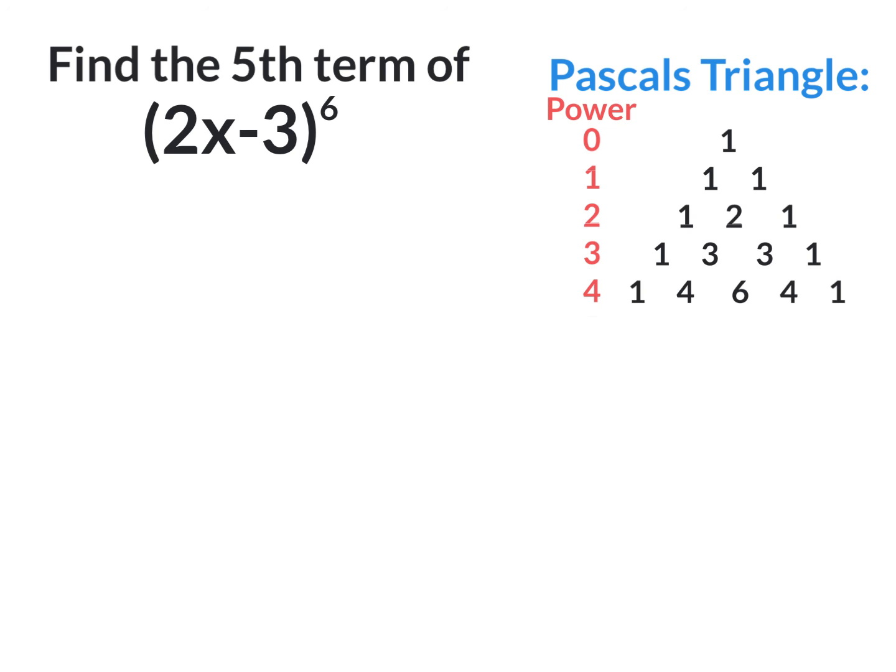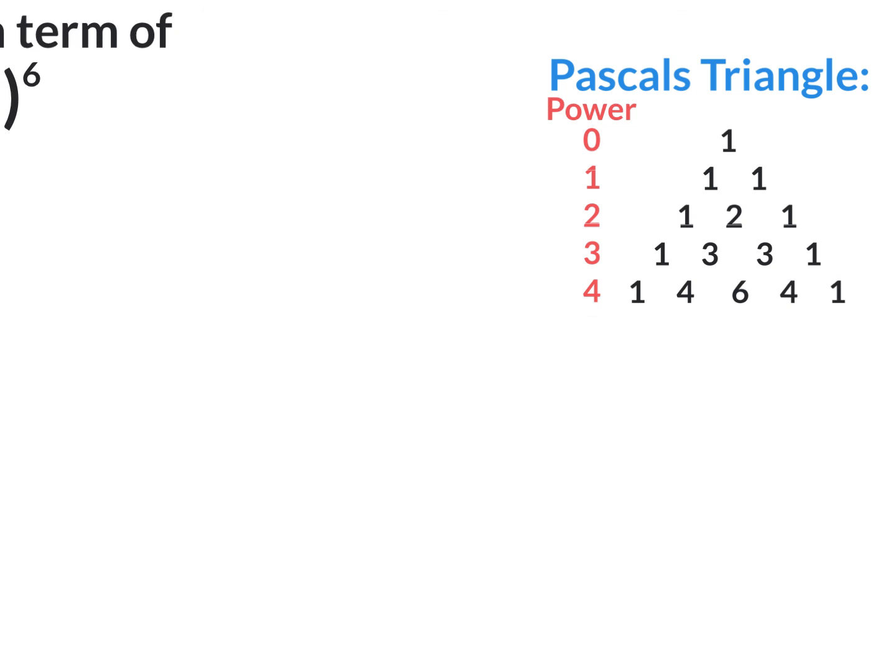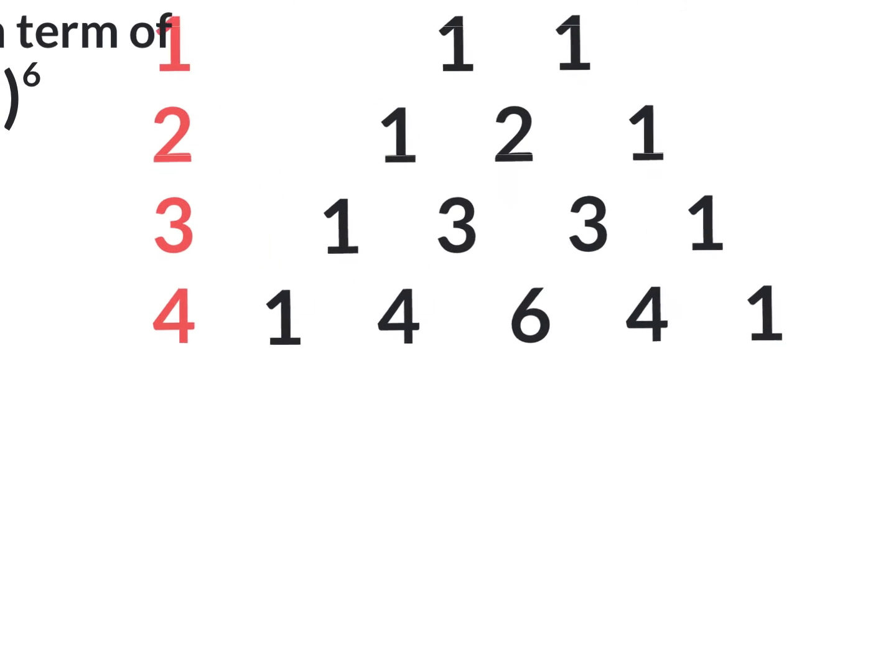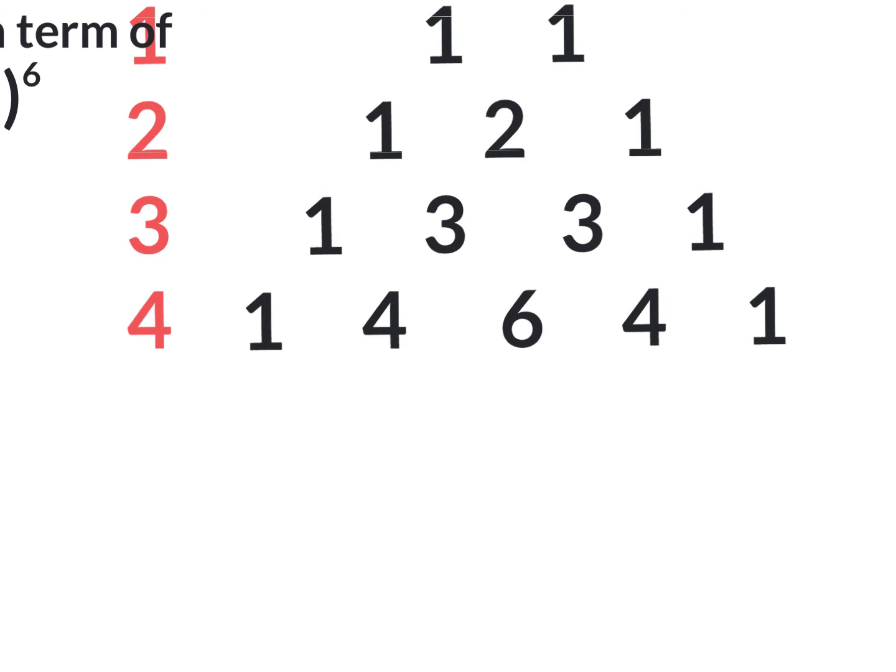I want to pause it right here. Go ahead and write it down. Help each other out. The first thing is to expand your Pascal's triangle far enough to get to the sixth power. So I need to add 1 plus 4 and get 5.